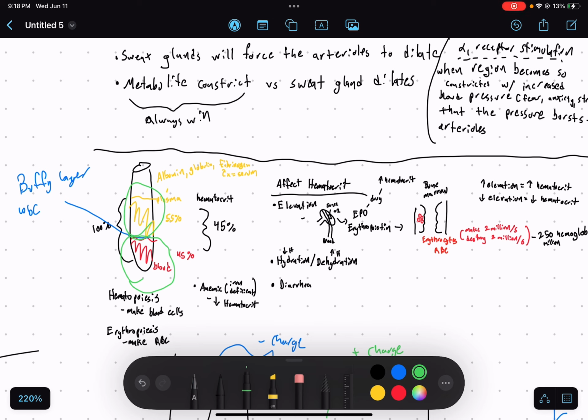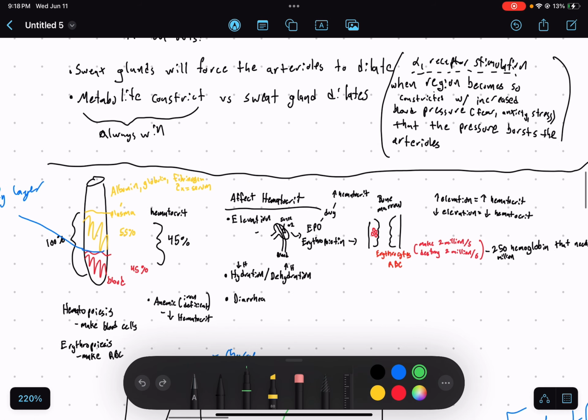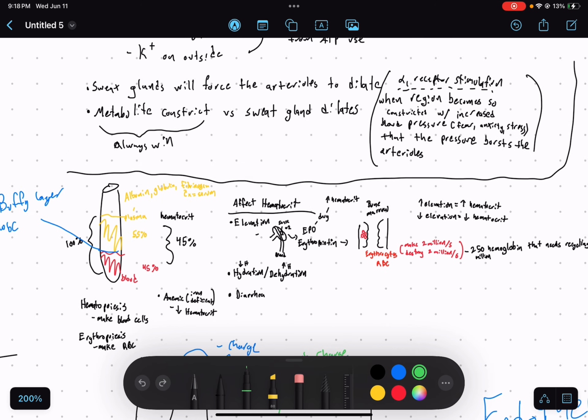RBCs, plasma, and it also has this buffy layer, which is where your white blood cells are located. And in the plasma, it is going to be made up of albumin, globulin, and fibrinogen. And if it doesn't have fibrinogen, it's going to be called serum. We'll come back to this stuff over here.